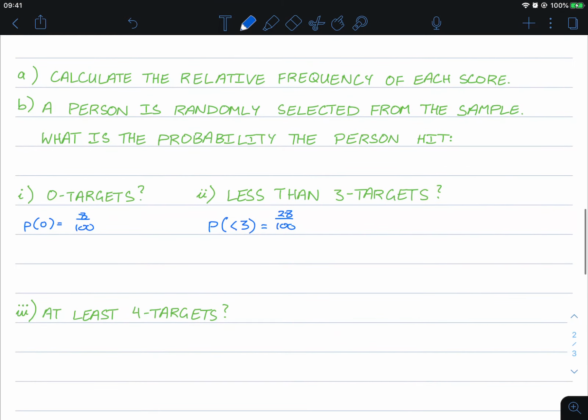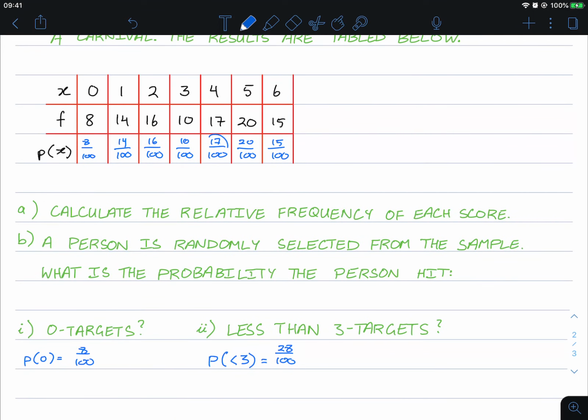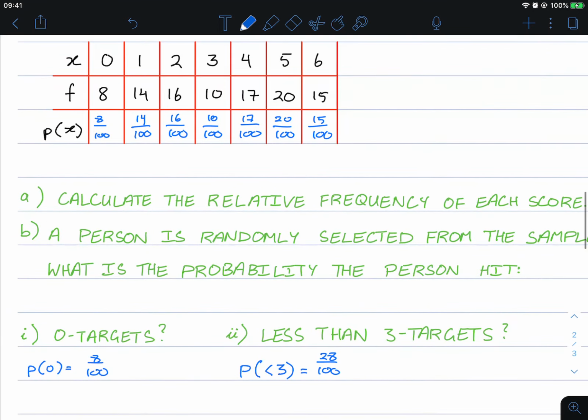The probability of at least 4 targets. Well, at least 4 targets is the probability of greater than or equal to 4. So that means from 4 onwards. Adding all of these, 17 plus 20, that's 37, plus 15 is 52, out of 100.